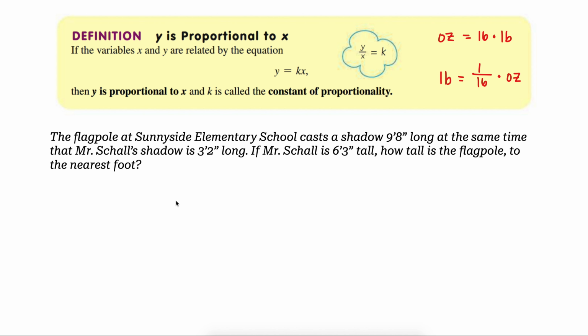Before I set up anything with fractions, I want to put everything in terms of inches just to keep it a little simpler. So if the flagpole has a 9 foot 8 inch long shadow, to turn this to inches, just take 9 times 12, that's 108, plus 8, so that's 116 inches. Mr. Shaw's shadow is 3 foot 2 inches, so that's going to be 38 inches. And then it says Mr. Shaw is 6 foot 3 inches tall. 6 times 12 is 72, plus 3 is 75 inches.